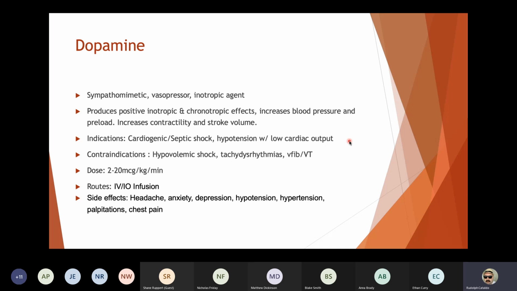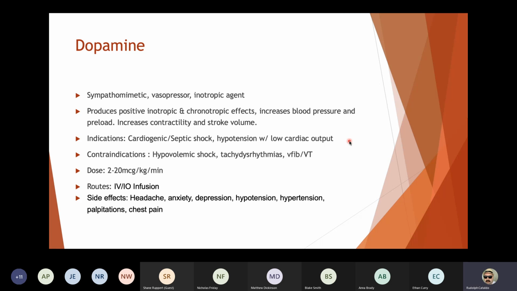Dopamine. You guys have probably heard a lot about dopamine. Sympathomimetic. So when I say mimetic, that means it mimics that system. So it mimics the sympathetic system. So you'll see an increase in heart rate. You'll see an increase in blood pressure. Used as a vasopressor. So vasopressors are used especially when we have somebody in shock from possibly cardiac origin.